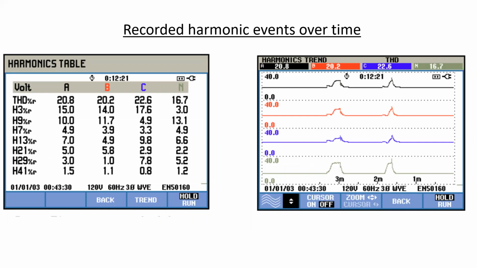Again, we can do recorded harmonic events over a time period and try to establish or pinpoint what was happening in the surrounding industrial environment that would have caused these harmonics to be increased or reduced, or perhaps there was no change at all.